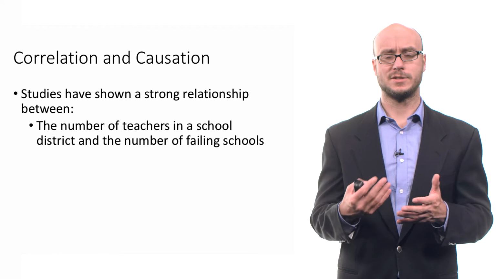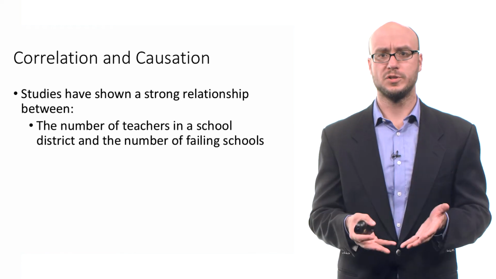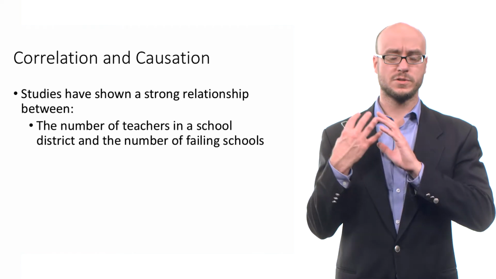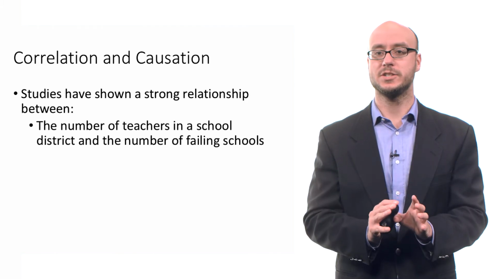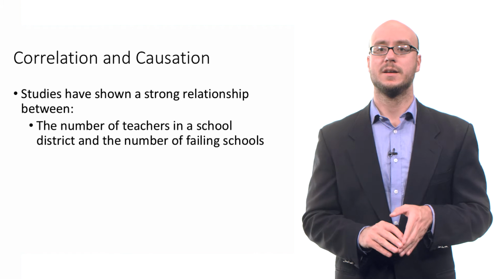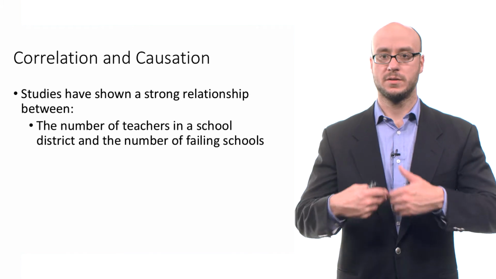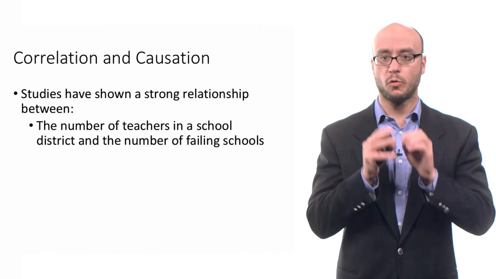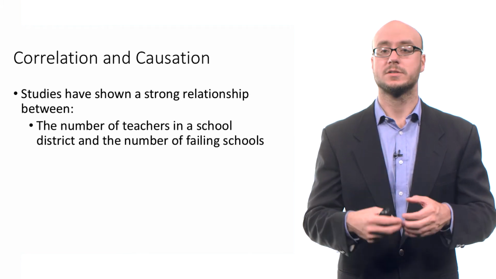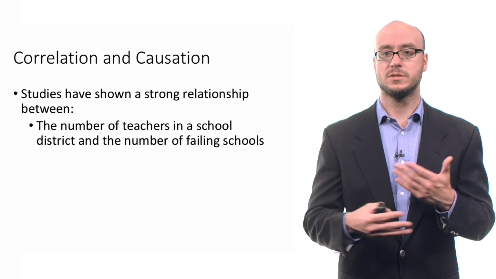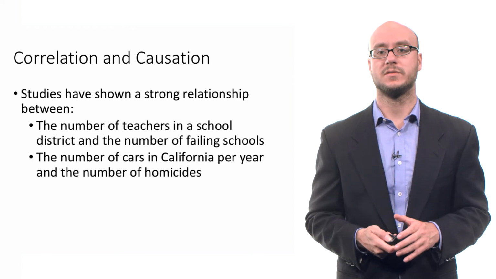And so you might look at that association and say, well, the more teachers you put in a school district, the more schools you have failing. Well, you've got to be careful, because that's just a measure of association. It could be that if you have a lot of failing schools, the government starts putting more resources into those failing schools through more teachers, right? So with this measure of association, you've got to be very careful about cause and effect.